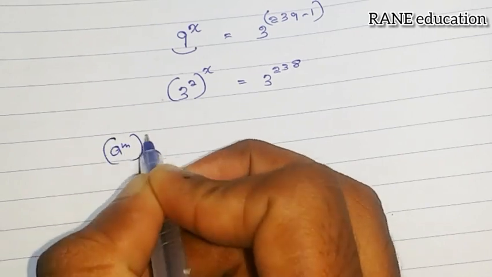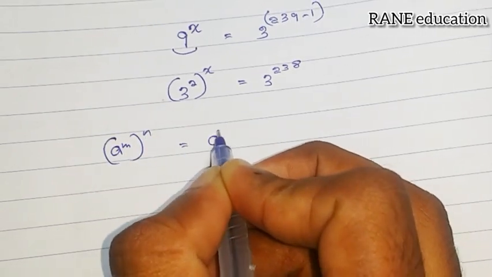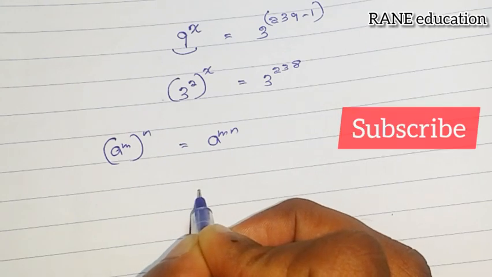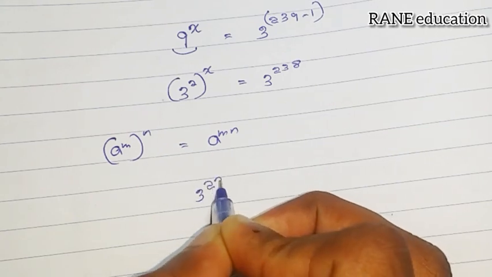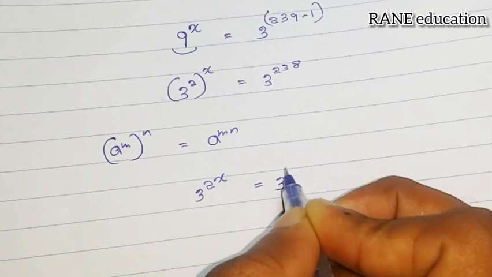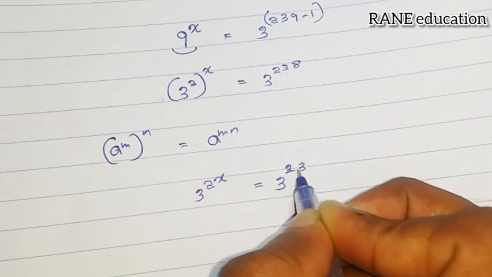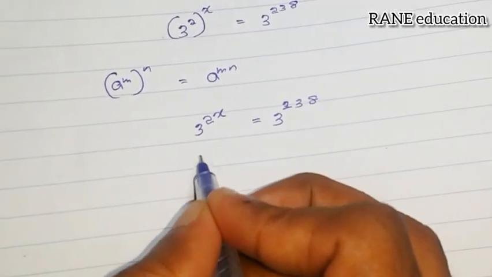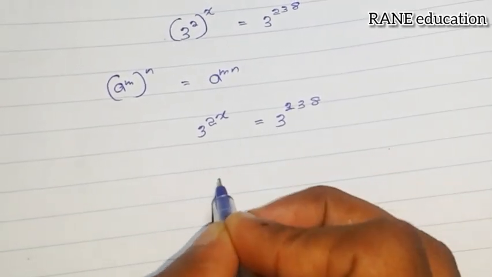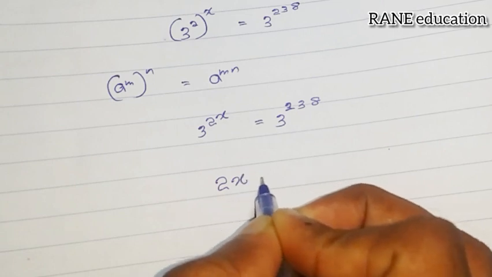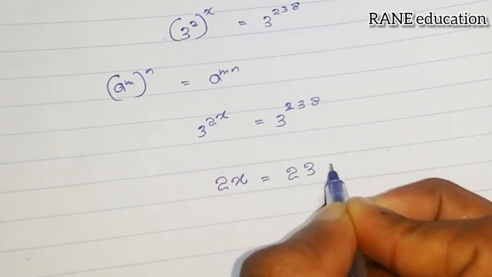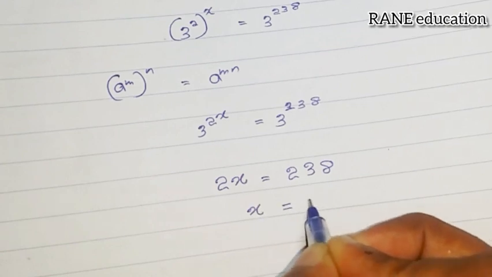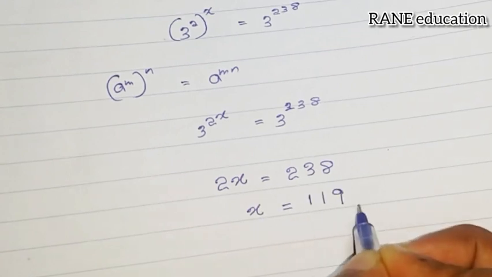But as you know, (a^m)^n equals a to the power mn. We can write 3 to the power 2x. Okay, after that you can see same base on both sides. As a result, 2x equal to 38, x equal 119.